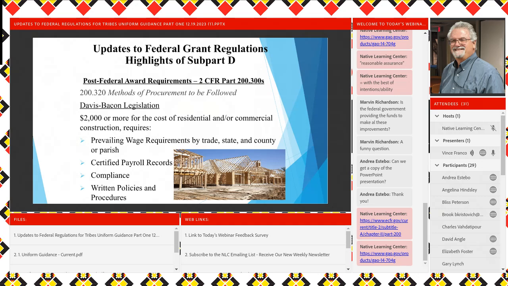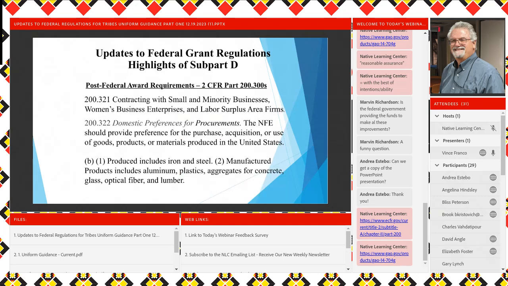Okay, Davis-Bacon is not funding. It's legislation for using federal funds for construction over $2,000, using prevailing wages for the trade and the state and the county, and certified payroll records to verify that they're being paid according to prevailing wage standards provided by the Wage and Hour Division of the Department of Labor. So it's not funding per se, it's regulation, pure regulation. Okay. Good stuff. None of this has changed.